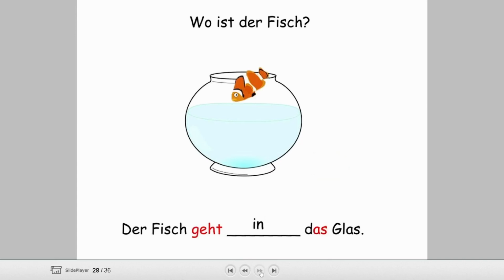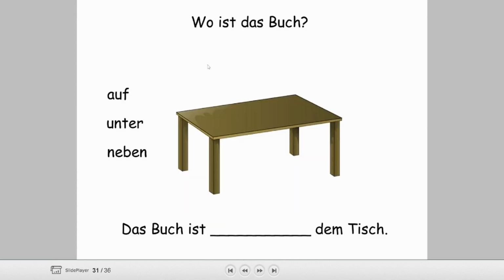Dative. Let's say the fish geht in das Glas. So here there is a movement. The fish is going inside. So you are using the verb geht. So it is going inside. The fish geht in das Glas. Here it is accusative, expressing movement. So again it is going inside. It's going inside. Let's see one more example.